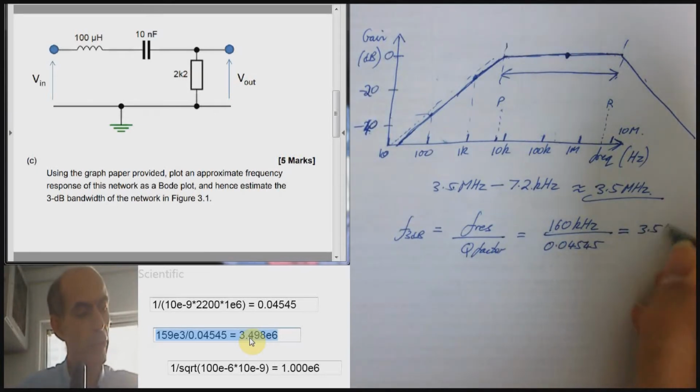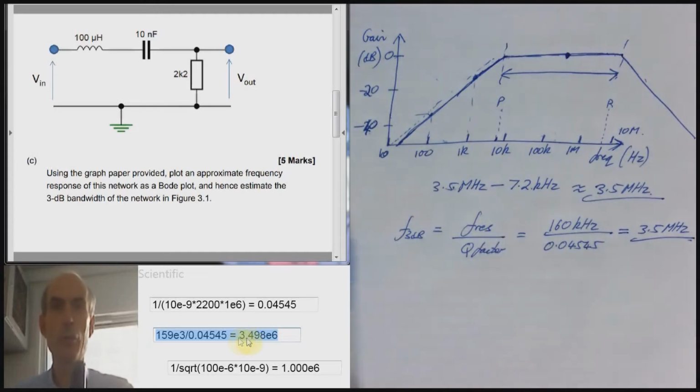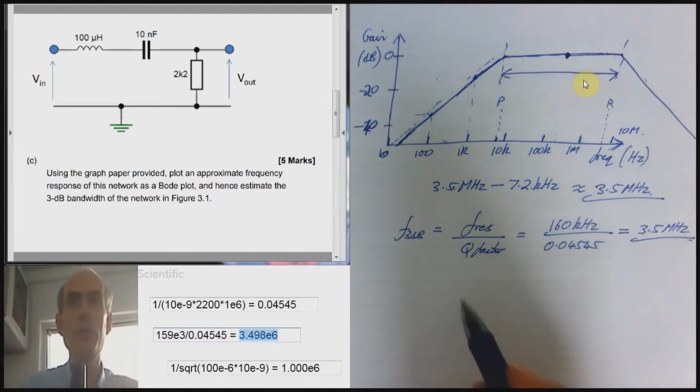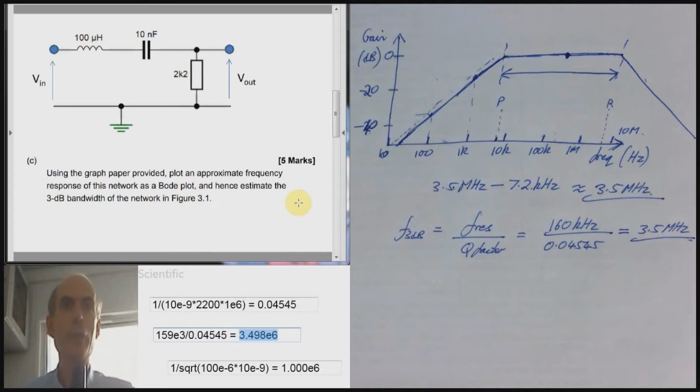So even if you had worked out the poles using the quadratic formula rather than the approximate way that I've described here, this would just confirm to you that you were on the right lines, that the 3 dB bandwidth is indeed the resonant frequency divided by the Q factor. Right, 5 marks for that.